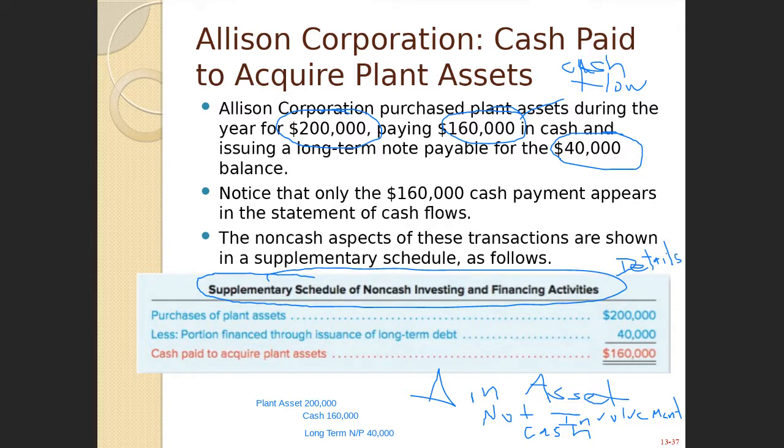If, for example, the corporation purchased a long-term asset but didn't pay cash and instead issued stock as payment, again, that's a significant non-cash activity. Same thing here. Since the corporation purchased the plant asset, which was worth $200,000, but a portion of it was financed through long-term debt and not through cash, it is required that this type of transaction, a significant non-cash transaction, be reported.